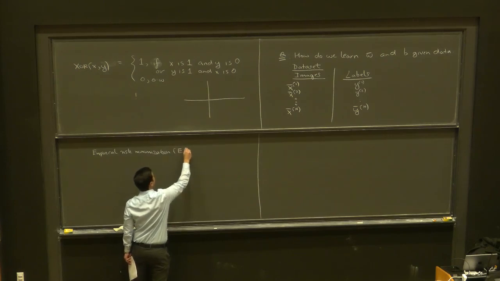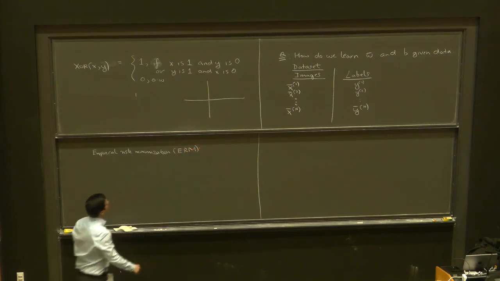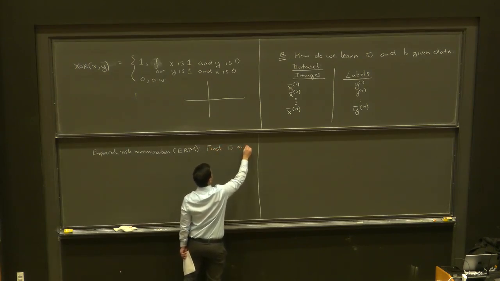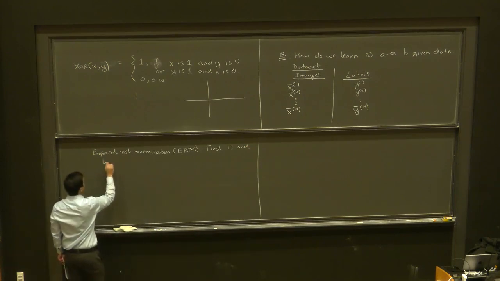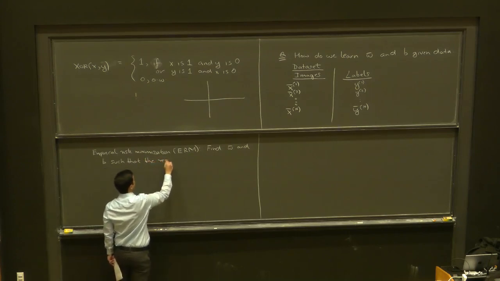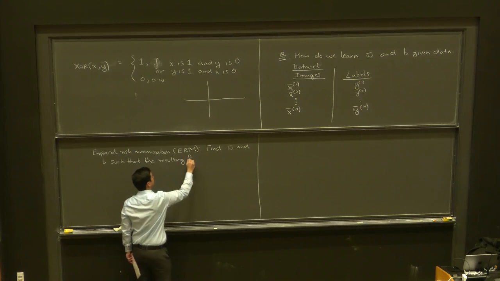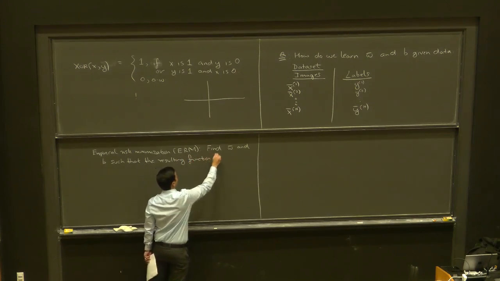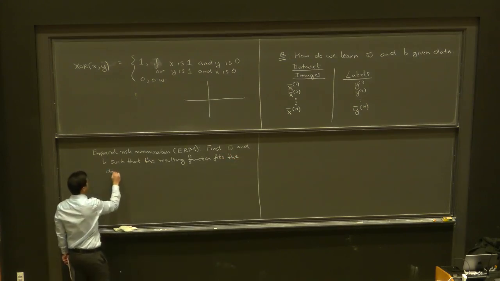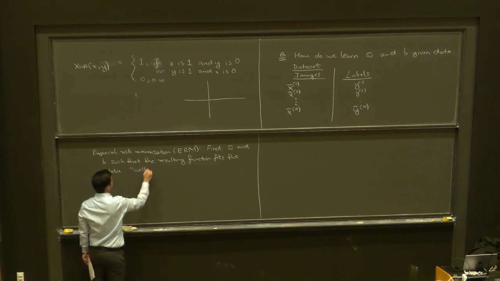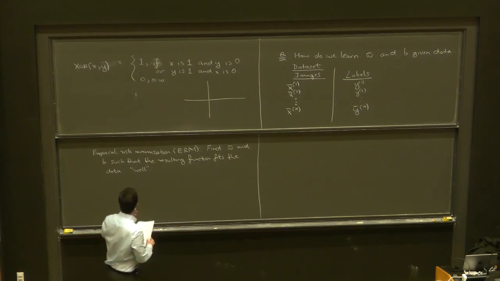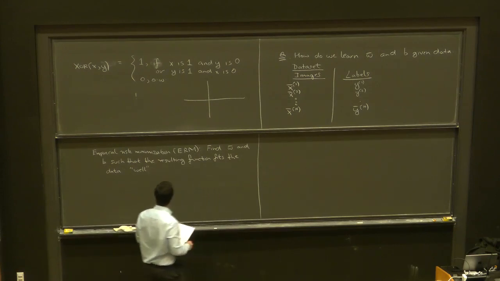Or ERM. Yeah, so basically find W and B such that the resulting function fits the data well. And I guess we'll be a little bit more precise about exactly what that means in a second. So we need to say what do we mean by fits the data well.